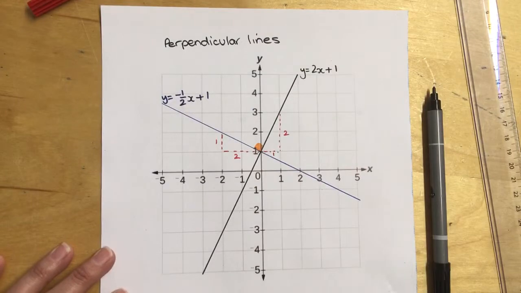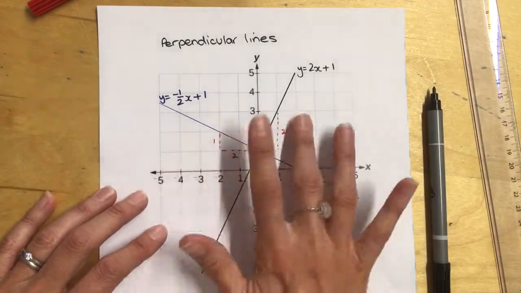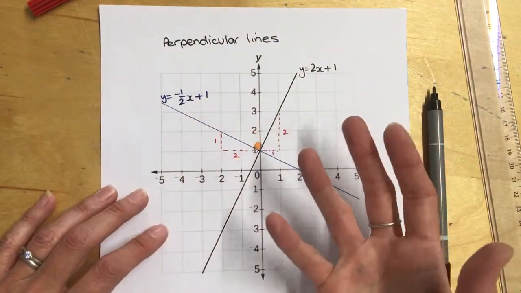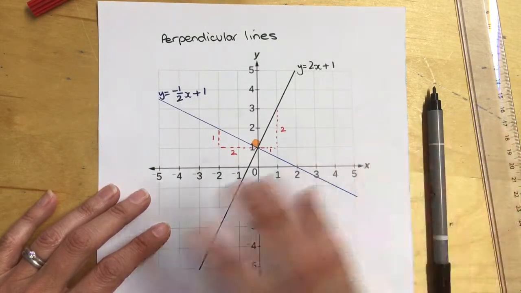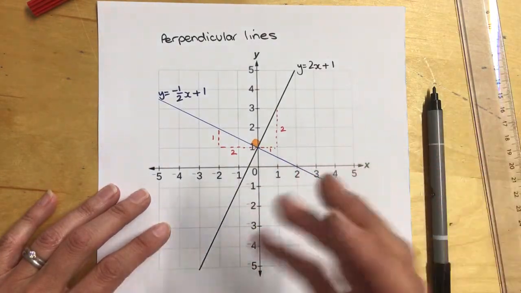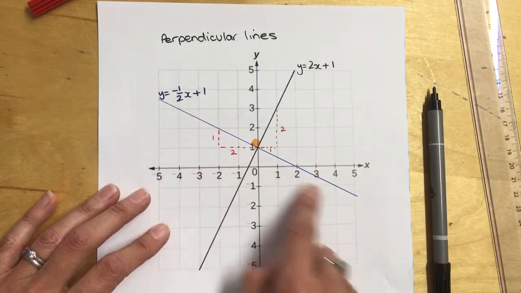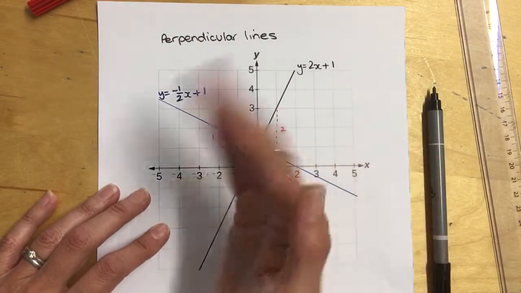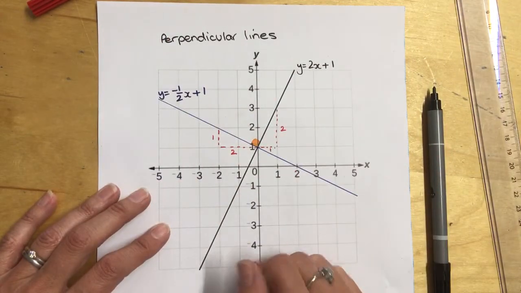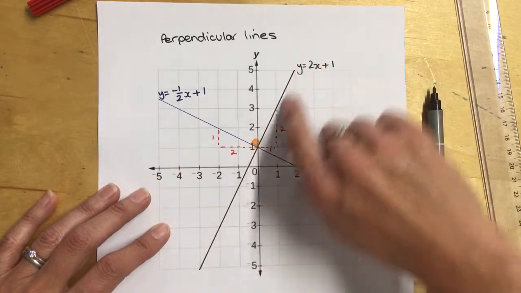Now what you have to understand is the characteristics of how the gradients differ between these two graphs, so that when we are asked to form an equation of a line that is perpendicular to another, we can take one of the gradients and convert it into the perpendicular line that is basically at right angles to the other one. So the first thing to consider is this one here.